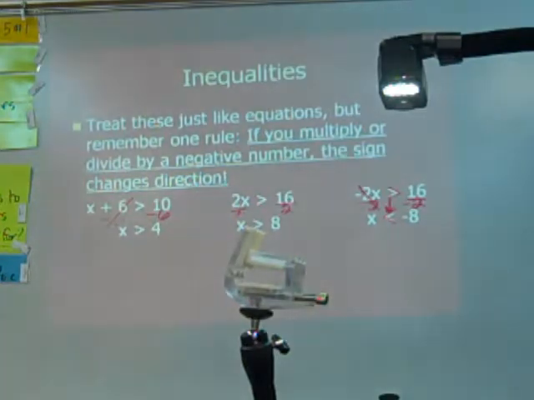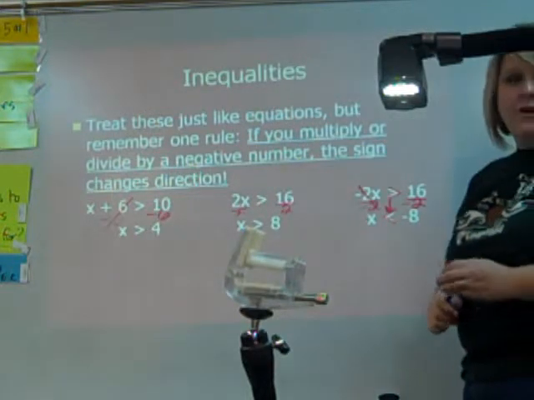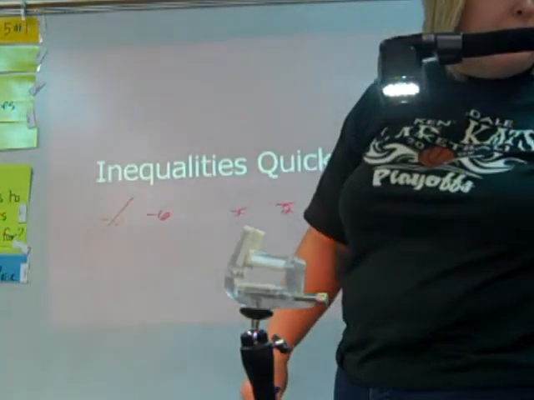And that's the trick on inequalities, is they work just like equations. You're still trying to get the variable by itself on one side, but if you multiply or divide by a negative, you have to change the direction of your sign.